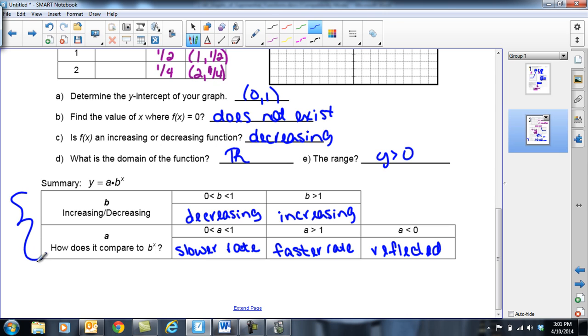This is the summary you need to keep up with. You need to understand that if you have a fraction to the power of x, it's going to be a decreasing function. If you have a whole number to the power of x, it's going to be an increasing function. If your scale factor a that you're multiplying by is a fraction, then it's going to increase or decrease at a slower rate. If it is a whole number, then it's going to increase or decrease at a faster rate. And if it is a negative, it's going to reflect it.